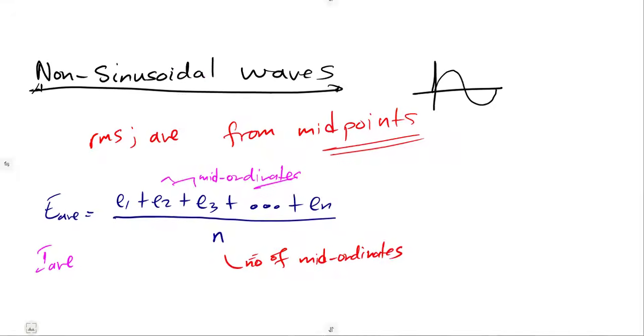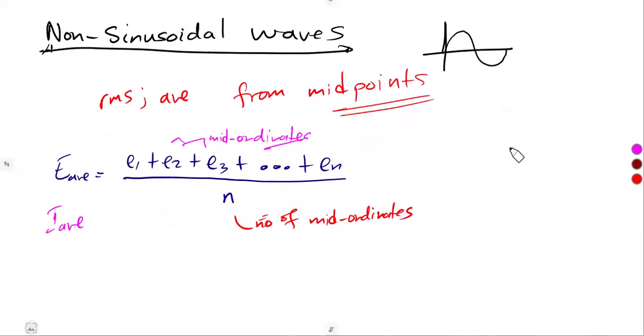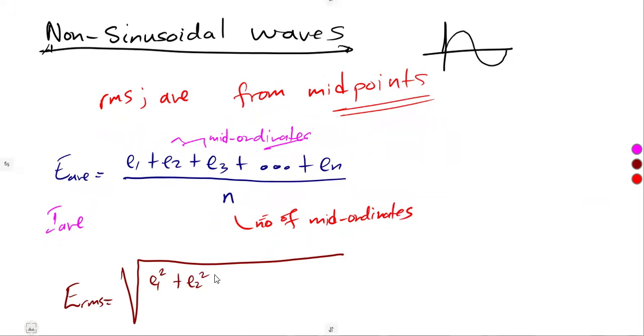We also have the RMS value. If it is the RMS value, this one is going to be E RMS, which will be the square root of, you square these ones. So it's E1 squared plus E2 squared, plus E3 squared, and so on. And the last one also has to be squared, over the number of those mid-ordinates or midpoints.